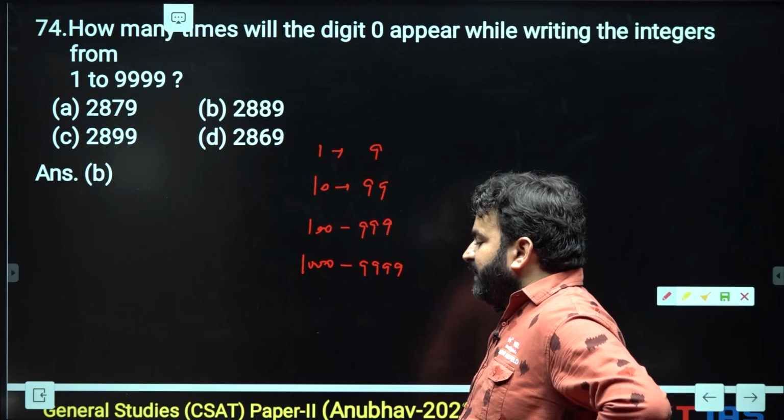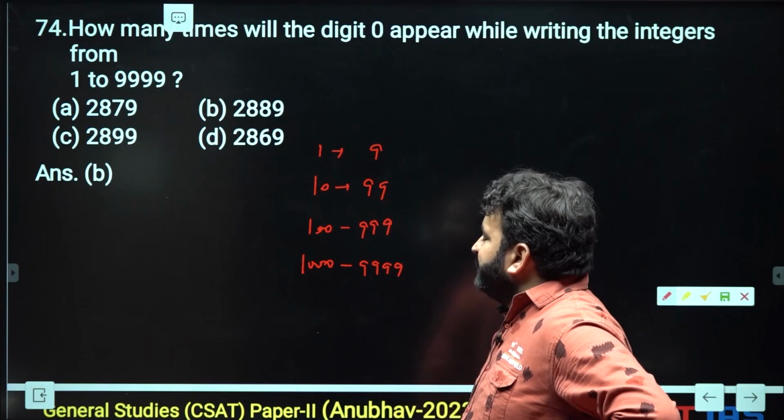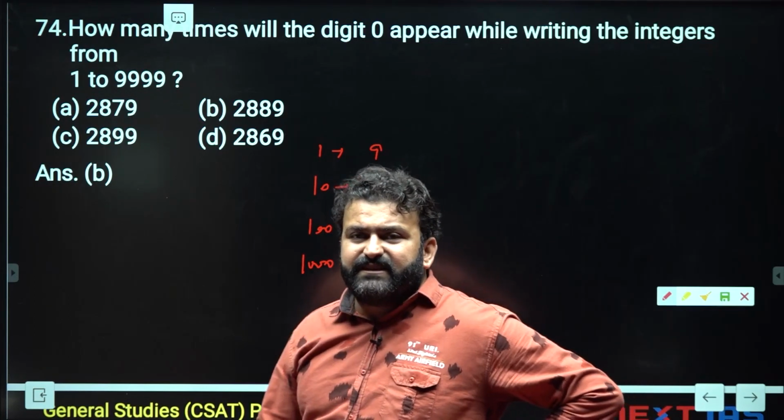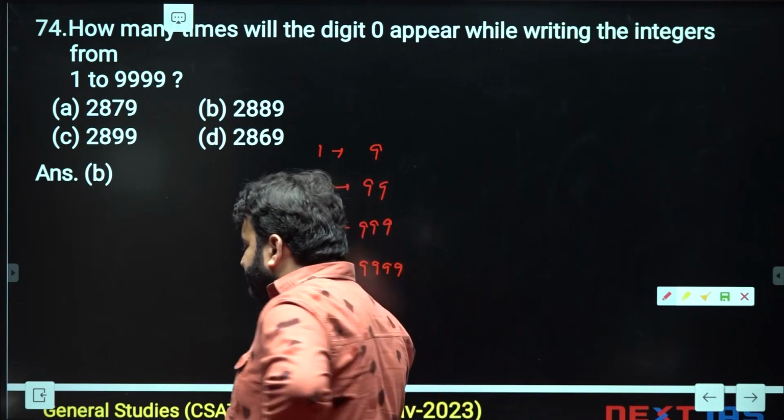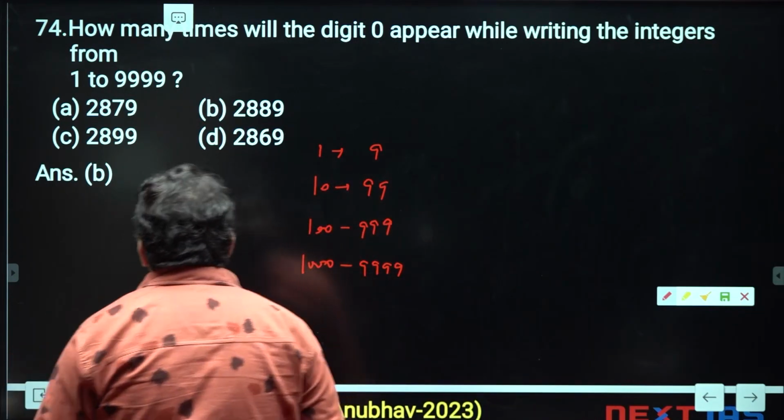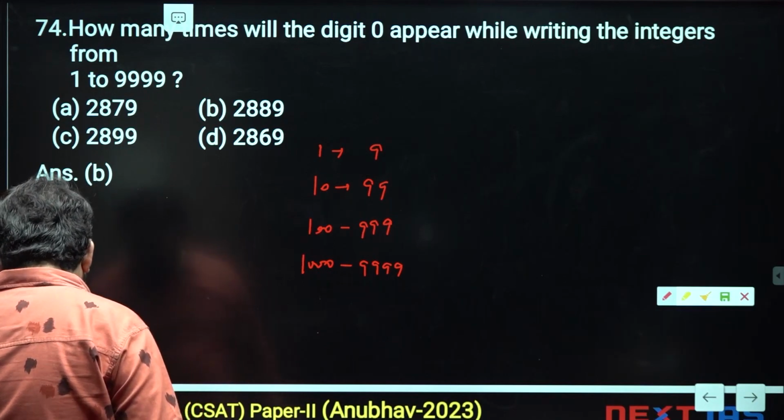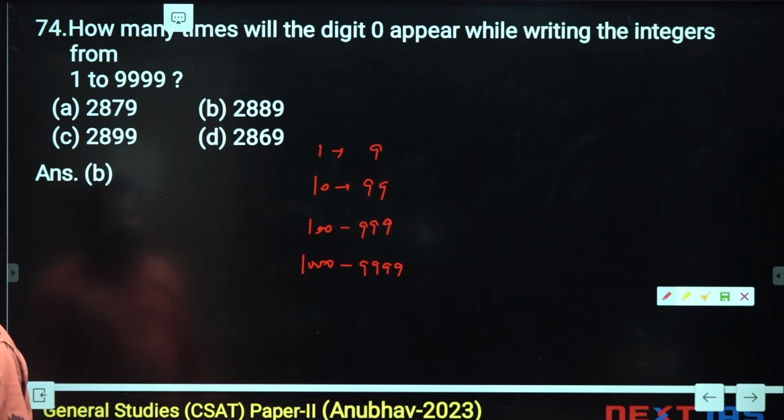Now let us find out how many times each digit can come. Here, the total number of digits: you have to find out the total number of digits in each case. From 1 to 9, 0 will not appear even a single time.